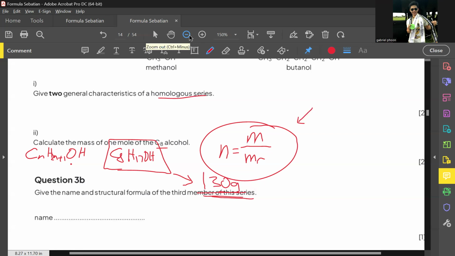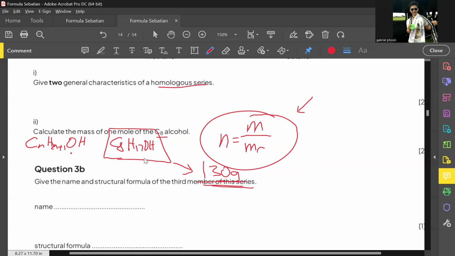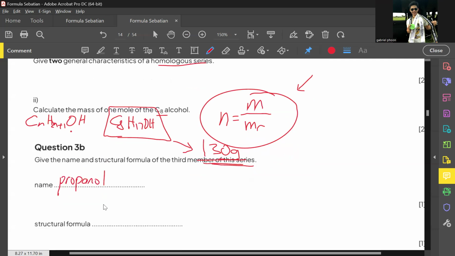Okay, guys, everyone got 130? Yeah? Next. Give the name and the structural formula of the third member of the series. What's the name and the structural formula of the third member of the alcohol series? Propanol. What? Say that again? Oh, propan-1-ol.